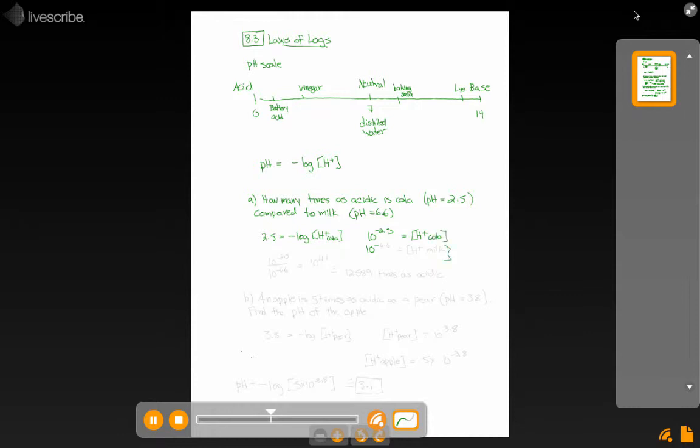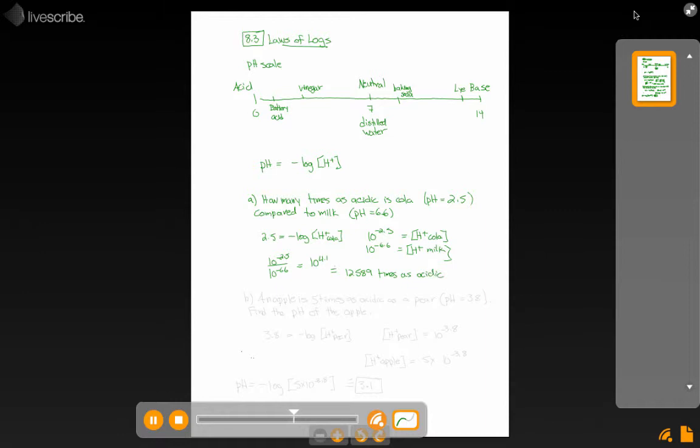Now, for milk, if I go through the same steps, I'm going to find that 10 to the negative 6.6 is the concentration of hydrogen ions in the milk. So if we're comparing the acidity of these two solutions, we've got 10 to the negative 2.5 in the cola, 10 to the negative 6.6 in the milk. Find that that's 10 to the 4.1 times as strong. If you calculate that, it's about 12,589 times as acidic.